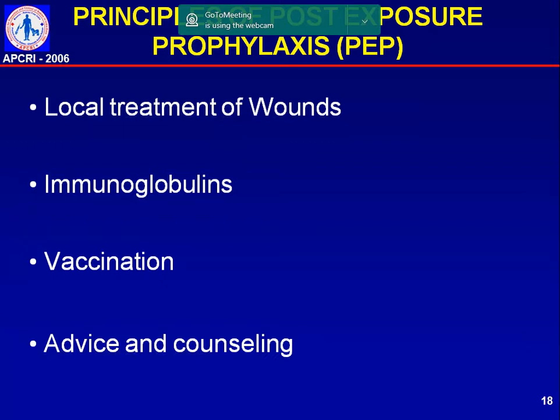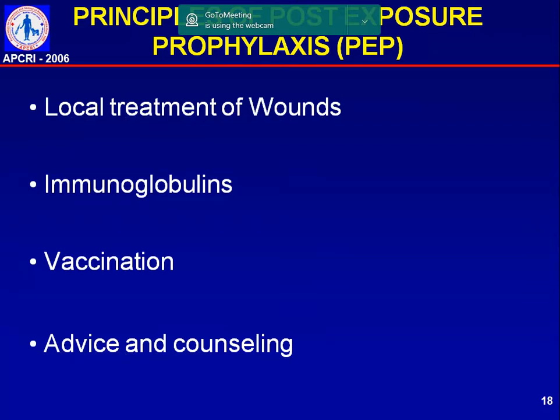Immediately after a bite, the wound should not be stitched. Why? Because the virus is present in the wound immediately after a bite. If you stitch the wound, the needle will pierce deeply, and we would unnecessarily carry the virus into the deep nervous system. That's why the wound should not be stitched.